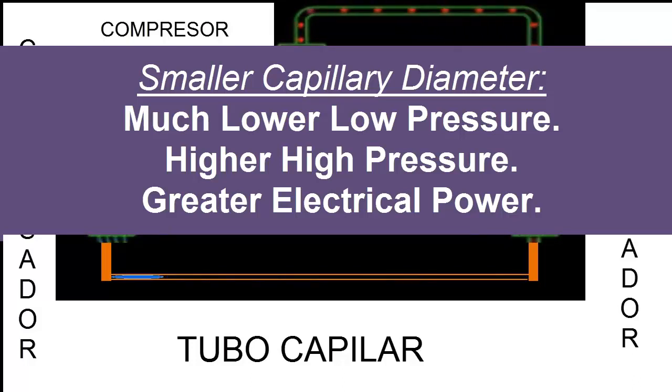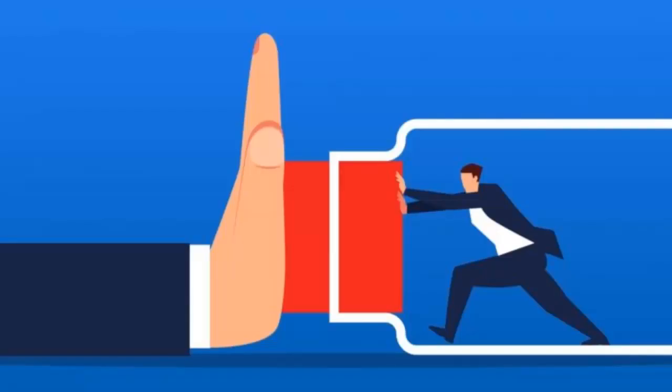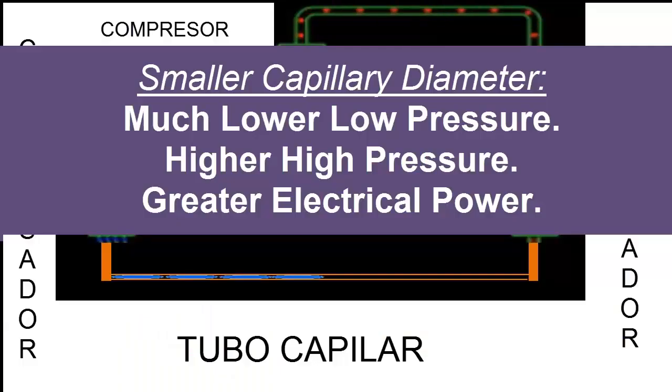When we place a smaller diameter than required, we are going to have an increase in high pressure. The high pressure is going to increase. And then when the high pressure increases, we are going to immediately have an increase in consumption.